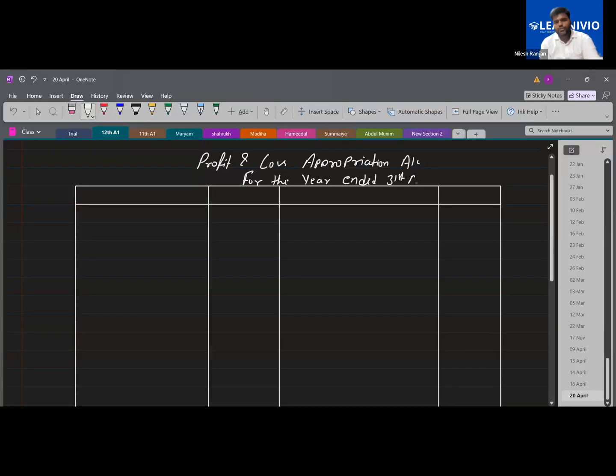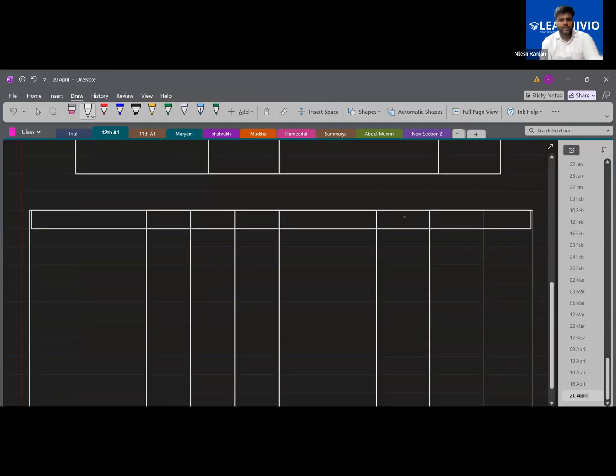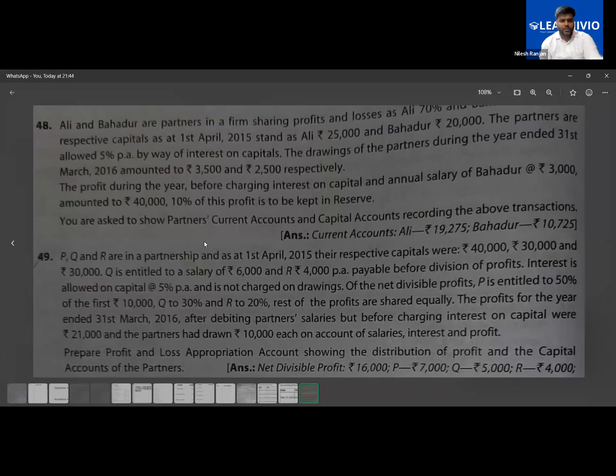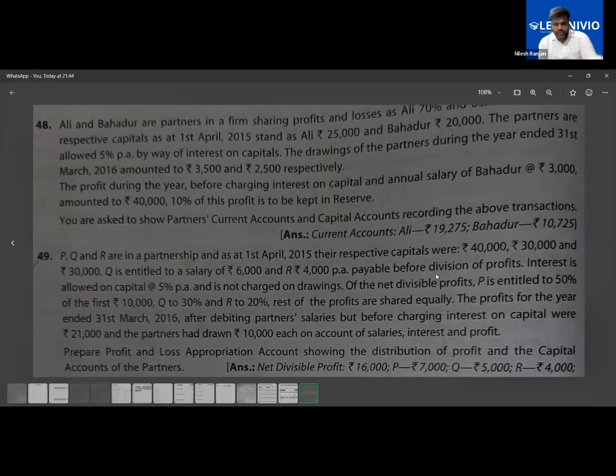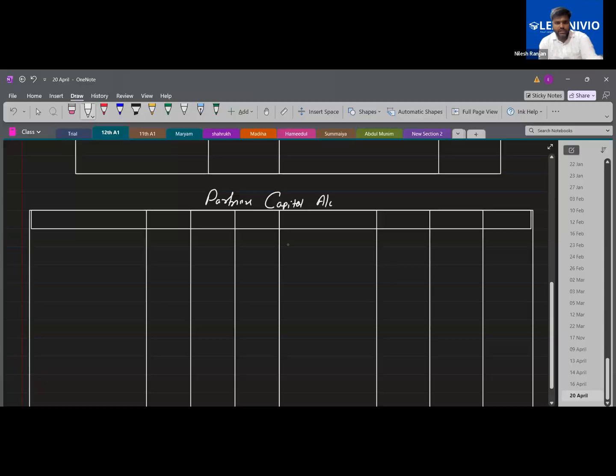The first batch, 2016, and here it is partners' capital. Now, respective capital is 40,000, 30,000, and 30,000. It will be written here by balance b/d: 40,000, 30,000, and 30,000.